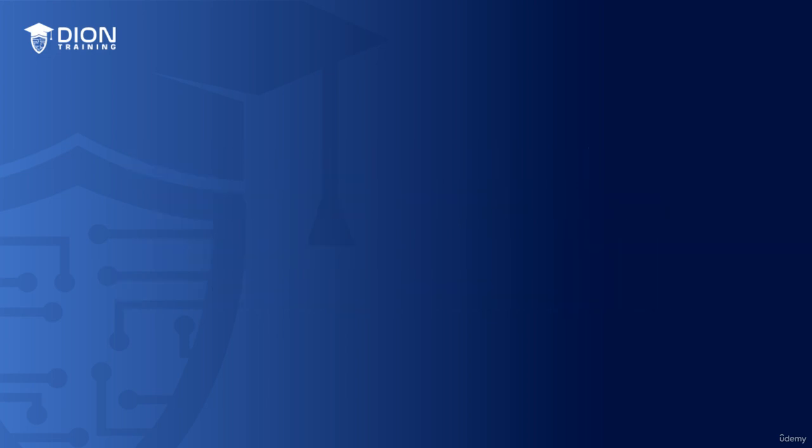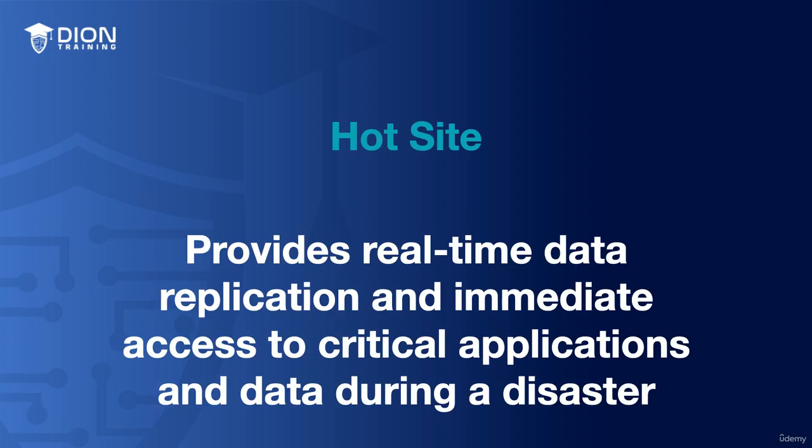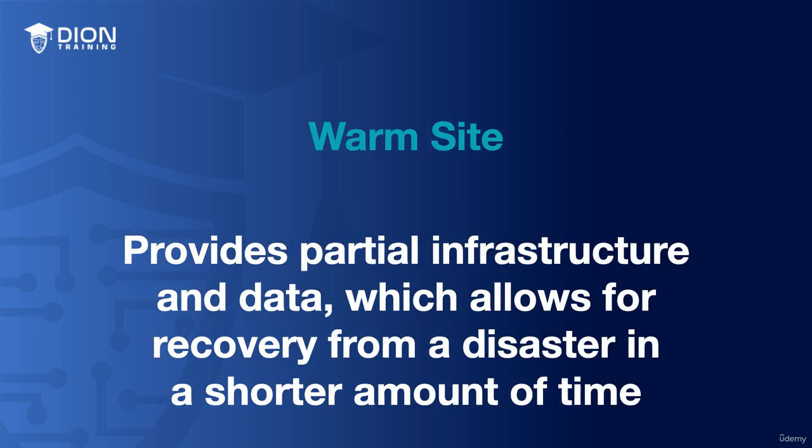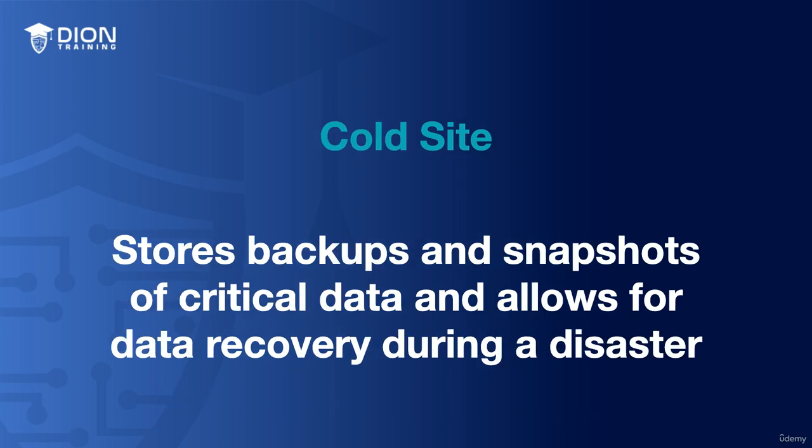In cloud-based designs, hot, warm, and cold sites can be used in a number of ways to support disaster recovery. For example, an organization can use a hot site in the cloud to provide real-time data replication and immediate access to critical applications and data in the event of a disaster. A warm site in the cloud can be used to provide partial infrastructure and data. This allows the organization to recover from a disaster in a shorter amount of time. A cold site can be used to store backups and snapshots of critical data, allowing the organization to recover its data in the event of a disaster.